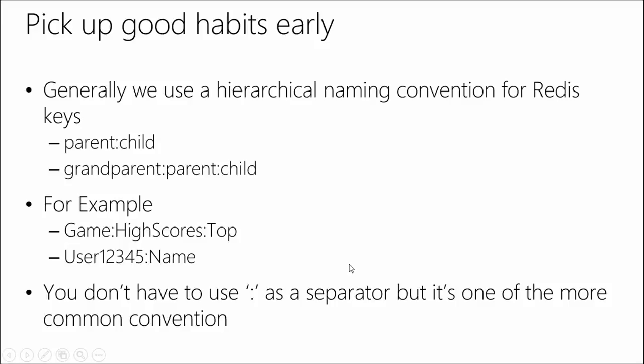So we do want to pick up some good habits early when we're working with Redis. I said we'll generally use a hierarchical naming convention for Redis keys, much like we did here: question title, question pair, game high scores top user 1, 2, 3, 4, 5 name. Those are typical examples. You don't have to do this, but it's a convention that's useful to adopt, and it's fairly widely used.